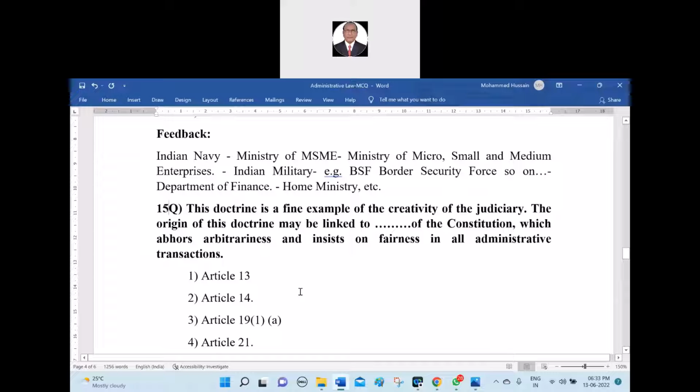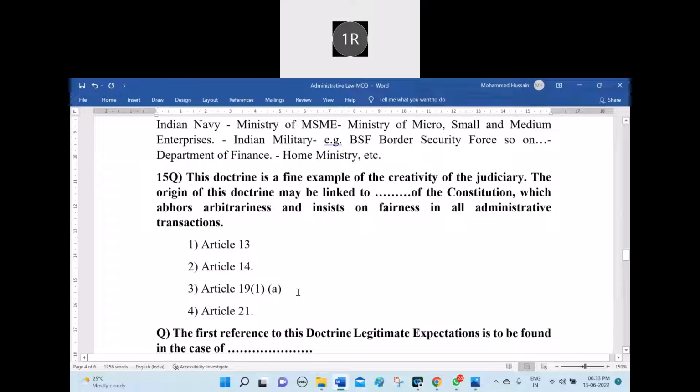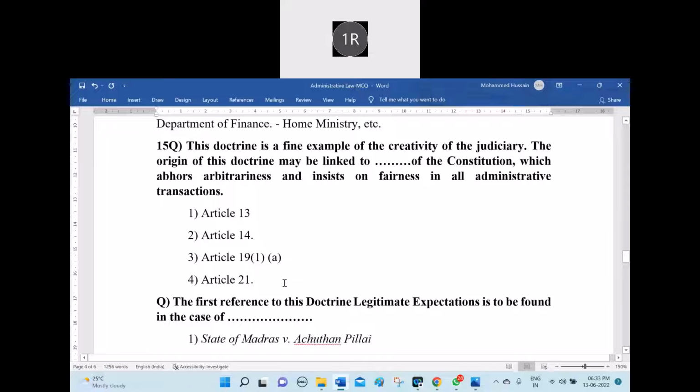Article 13, sir? No, it is 14. You know what Article 13 is? It is about law. Article 12 is the state. Article 13 is law. And Article 14 is equality before law, the right to equality. The equality doctrine, impartiality would be there.